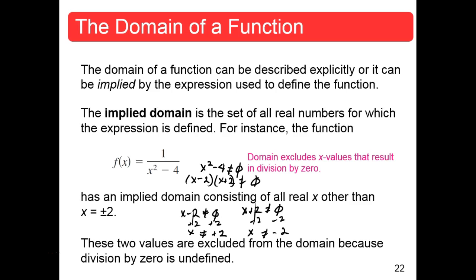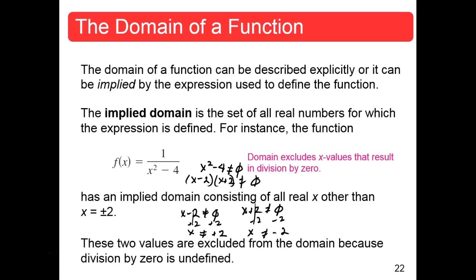All other values are perfectly okay. All real numbers except x can't be negative 2, x can't be positive 2. Everything to the left of negative 2, from negative infinity all the way up to negative 2, perfectly fine. From negative 2 to positive 2, perfectly fine. Anything from positive 2 to the right, perfectly fine. Just can't be those two numbers.